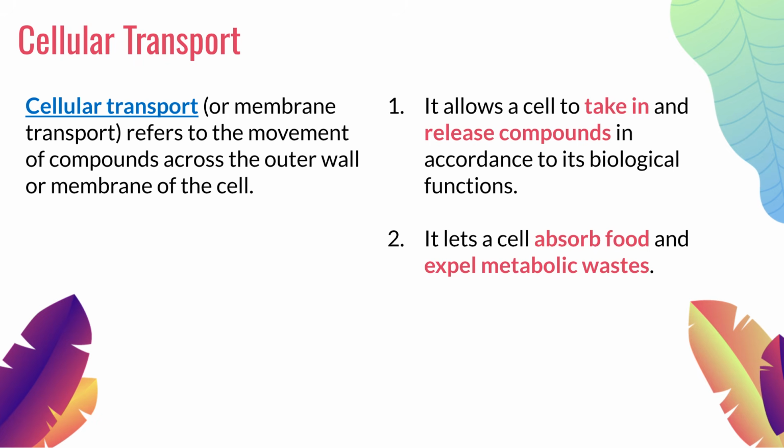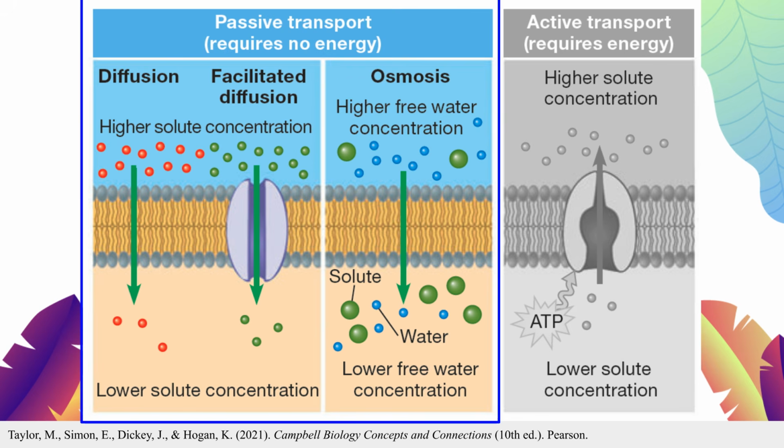Cellular transport refers to how substances move across the cell membrane. This process allows cells to take in nutrients, release wastes, and maintain internal balance. This diagram provides an overview of two transport mechanisms in cells, passive and active transport. Let us first look at passive transport, which does not require energy and moves substances down their concentration gradient.